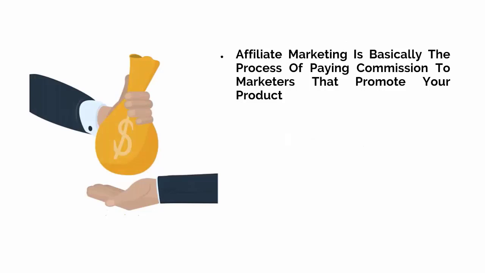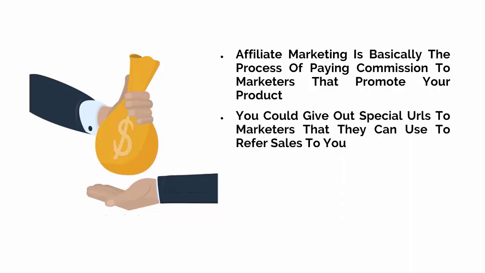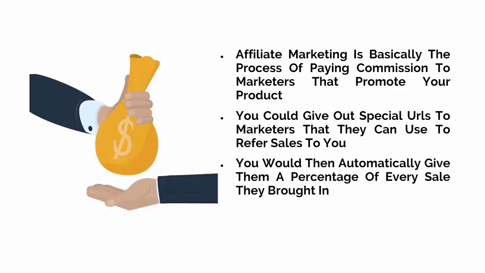Affiliate marketing is basically the process of paying commissions to marketers that promote your product. So, say you have an online course that you're promoting. With affiliate marketing, you could give out special URLs to marketers that they can use to refer sales to you. From here, you would then automatically give them a percentage of every sale they brought in. If they were to earn you 5 sales, then you would pay them something between 40 and 60% for each of those sales. The higher the percentage, the more people would likely work to drive leads your way.